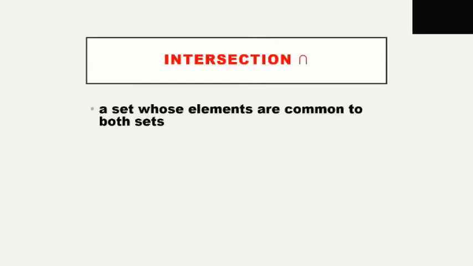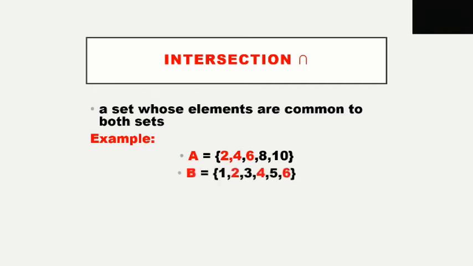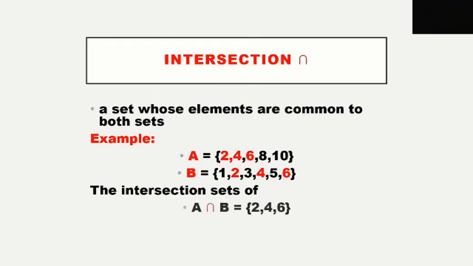Intersection is a set whose elements are common to both sets. Example, given set A, we have 2, 4, 6, 8, 10, and set B, 1, 2, 3, 4, 5, 6. So the intersection of sets A and B contains all the elements common to A and B.